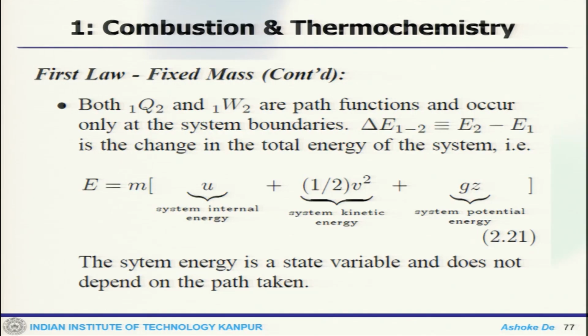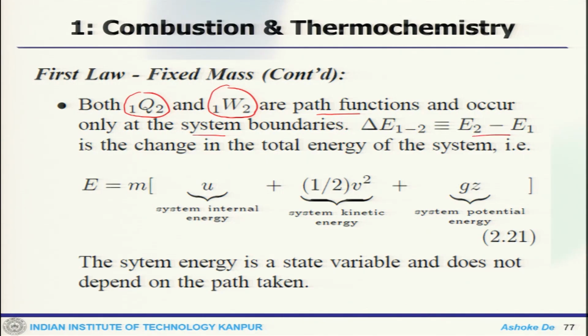One important thing to note here is that both heat and work are path functions. There are two different kinds of functions that you come across. There are a few which are point functions, but heat and work are essentially path functions, and this will only occur at the system boundary. That is very important, where does it occur.